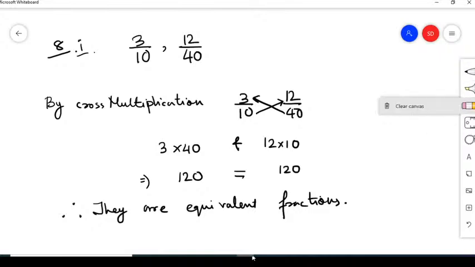Next, we will do question number 9. 8 is same for all, so you can do it under. Okay, I will do one more where it is not an equivalent fraction to show you.